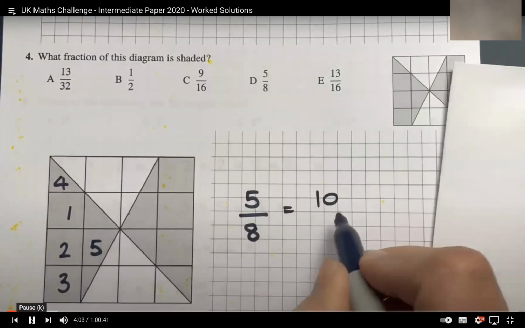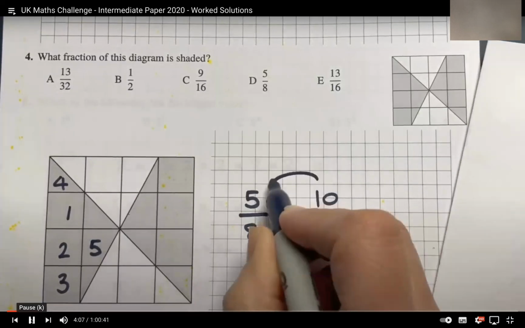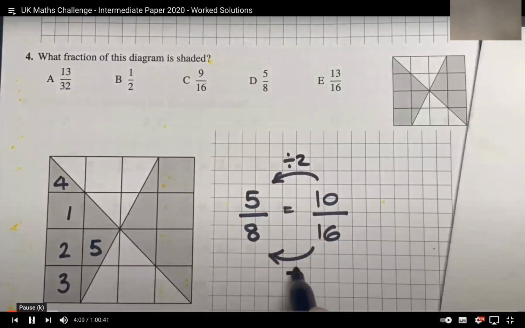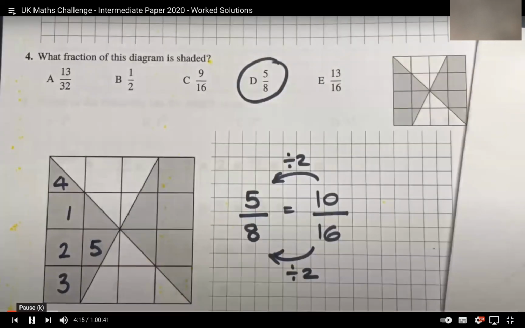So my answer is 5/8. Obviously, if I'd done the whole shape, I would have ended up with 10 over 16, which I could have then simplified back down to 5/8. So the answer to question 4 is 5/8 or D.